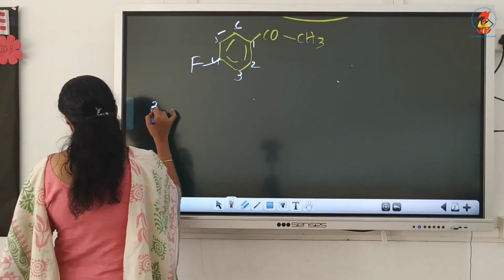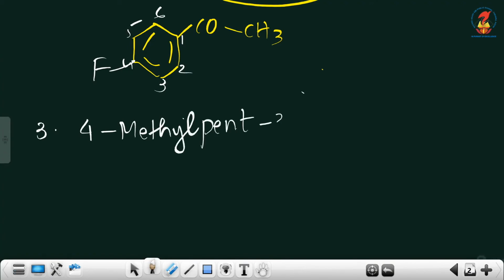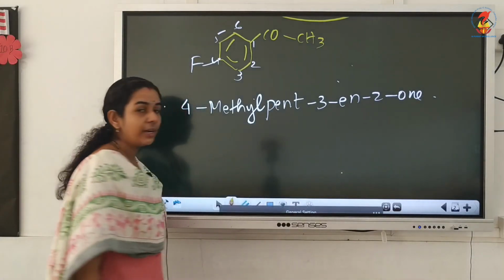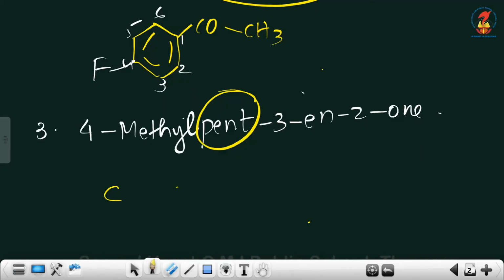Now, the next example is 4-methylpent-3-en-2-one. Okay, how can we write the structure of this compound? Identify the word root. It is pent. Pent means how many carbons? 5 carbon. Write 5 carbons continuously, 1, 2, 3, 4, 5. After writing 5 carbons, put the numbers 1, 2, 3, 4, 5.